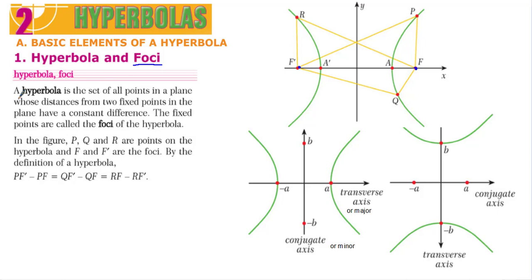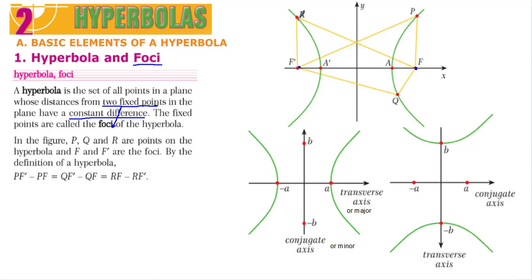Let me read the hyperbola definition. A hyperbola is the set of all points in the plane whose distances from two fixed points, which are the foci, have a constant difference. These two words are also important. If you remember, in the ellipse there was a constant sum. Here in the hyperbola we have a constant difference.